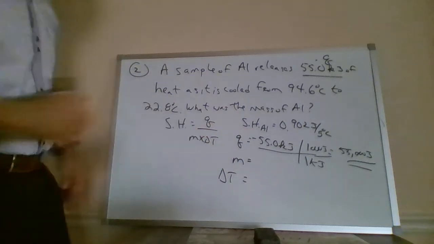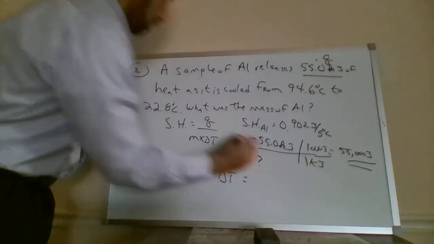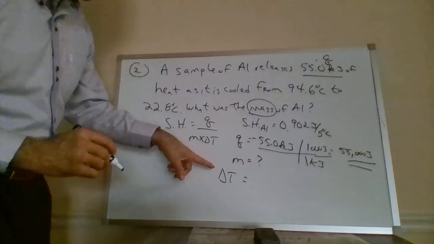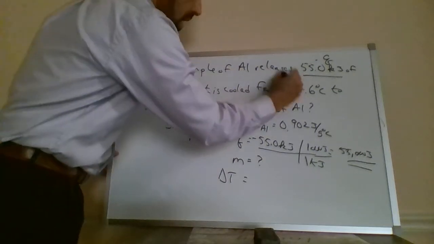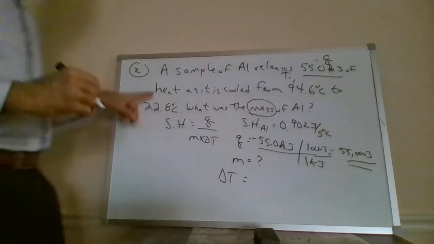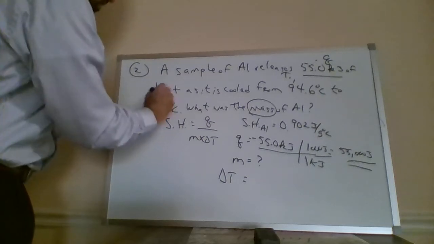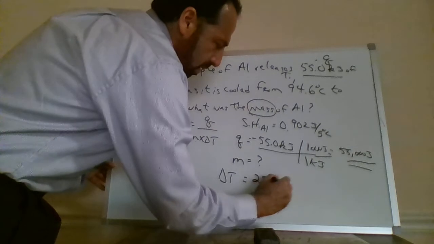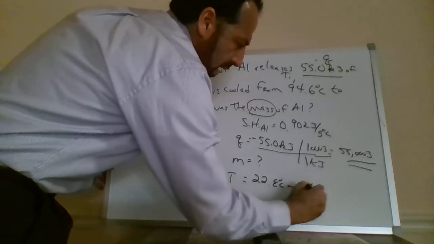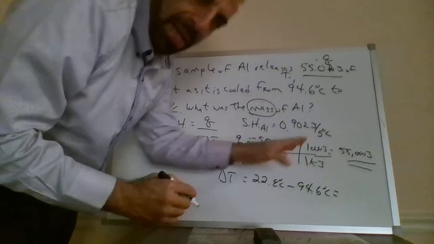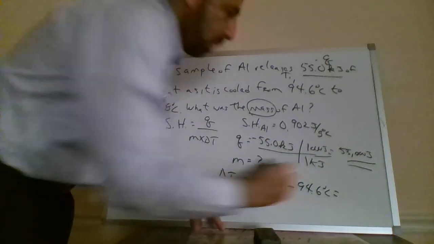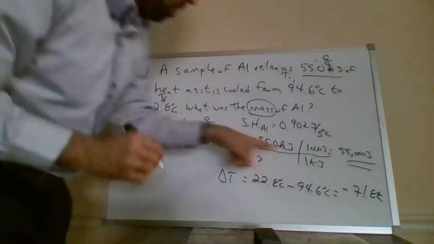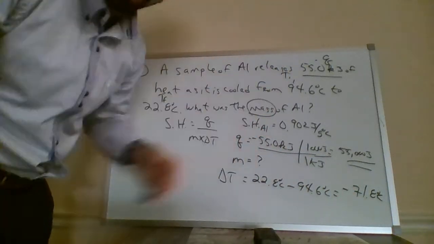The mass, that's what we're looking for. So it says, what is the mass? So again, one of these is going to be unknown. Change in temperature, well, my initial was 94.6. We cool it down to 22.8. So that's my T final. So 22.8 degrees Celsius minus 94.6. And this will give us a negative 71.8. Notice that this is going to cancel out that negative up top. So they'll cancel out.